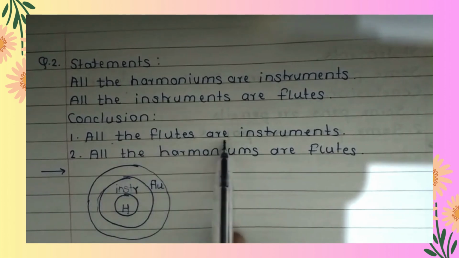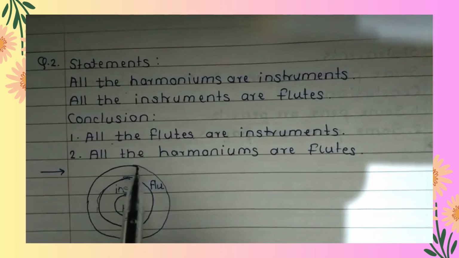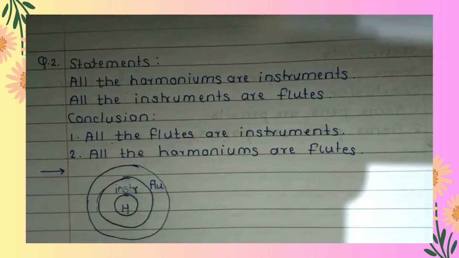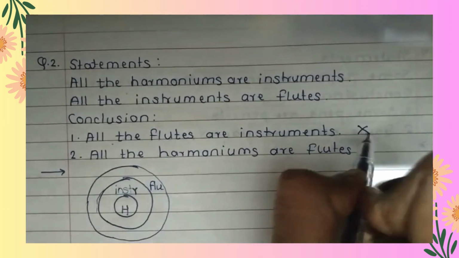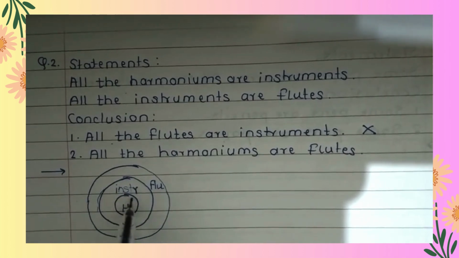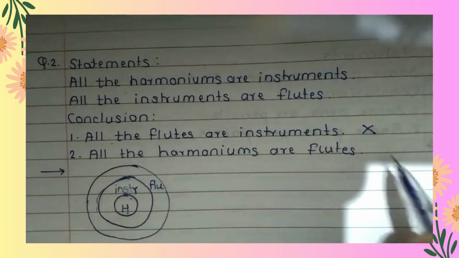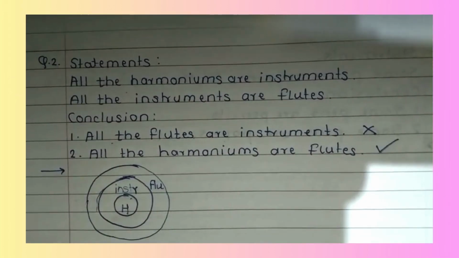All the fluents are instruments. No, because fluent is not under the instrument circle, instrument is under the fluent circle. So that's why this conclusion does not follow. All the harmoniums are fluents. Yes, because all harmoniums are in the instrument circle and all instruments are in the fluent circle. So we can say this is true.